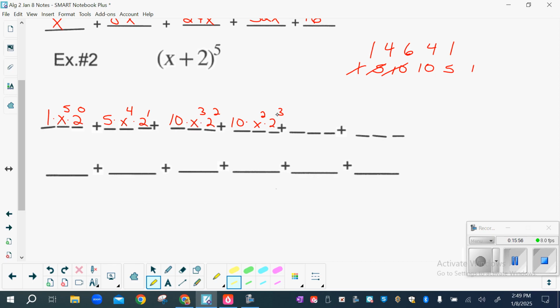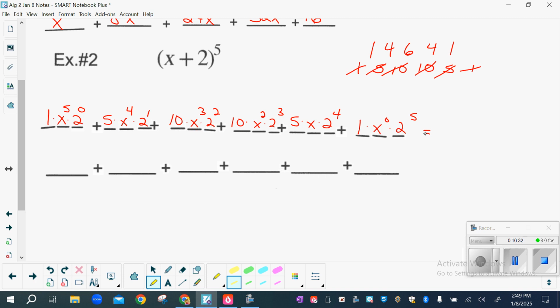And then this group here. Go ahead and do the next one. 5 x to the 1st, and then 2 to the 4th. Okay, and then the last one, we're going to use the 1 times x to the 0, and then what's the exponent on the 2? 5. Good. Okay, so now we're going to simplify.